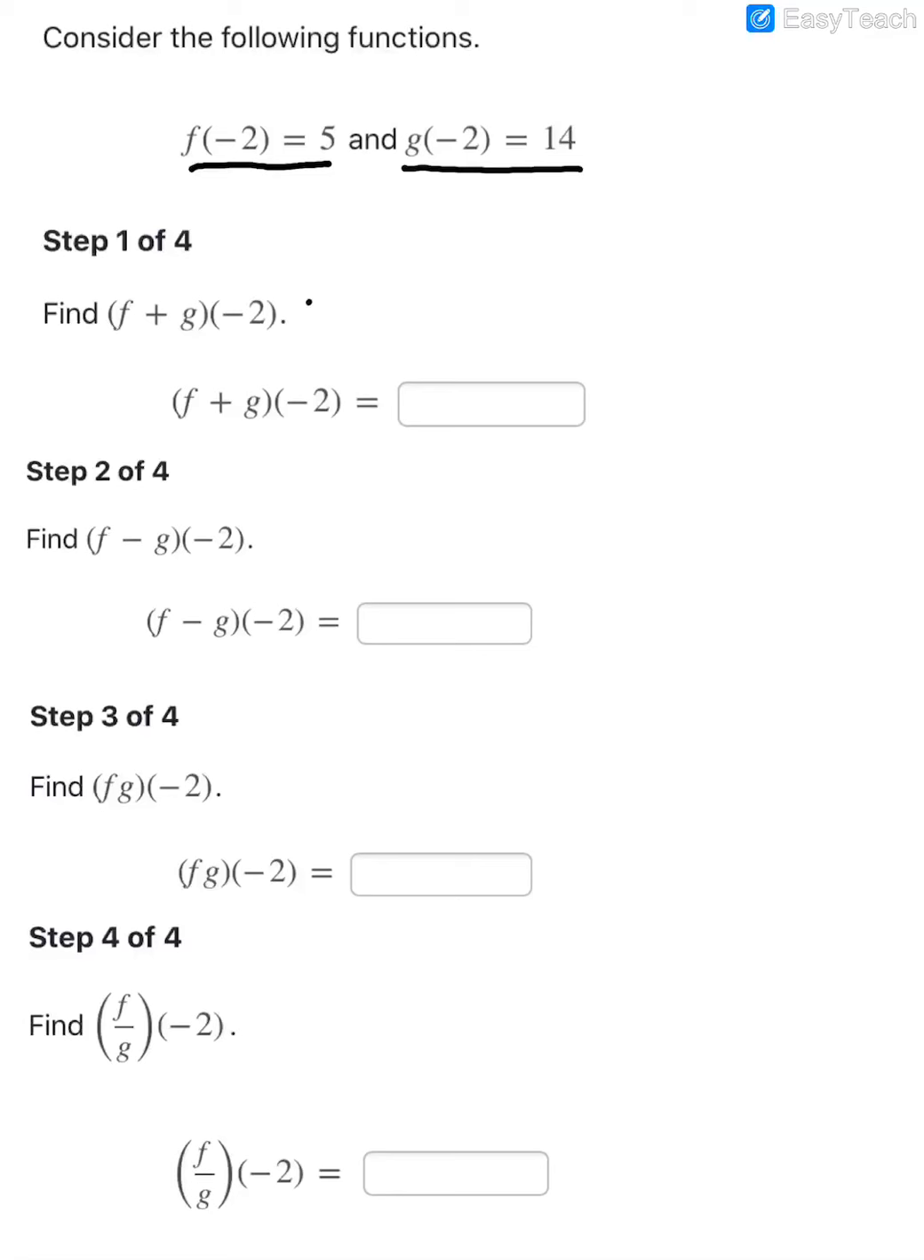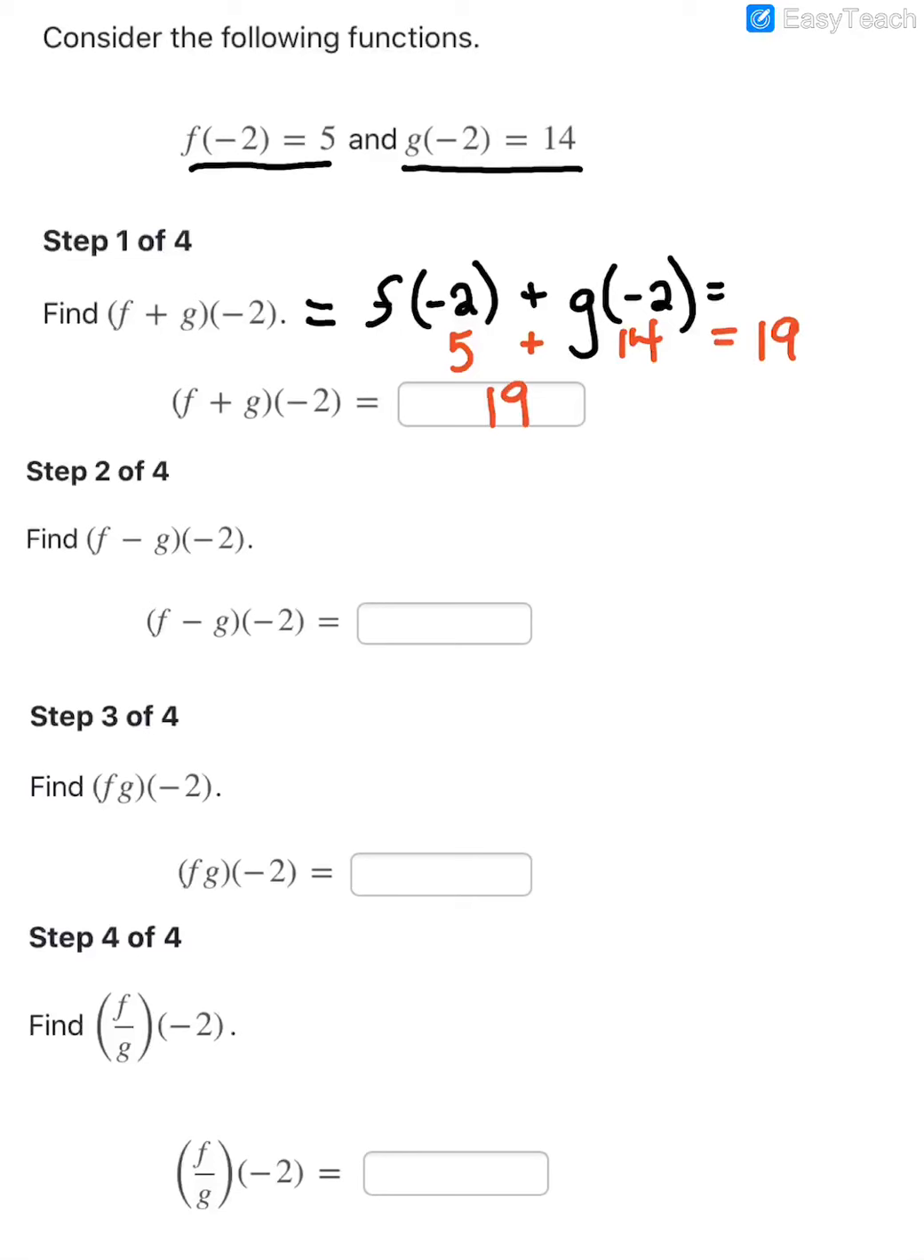So when you're being asked to find the f plus g of -2, that is the same as finding the f of -2 plus the g of -2. Based on what they have defined those as, your f of -2 was 5, plus your g of -2 is 14, so altogether we would get 19.